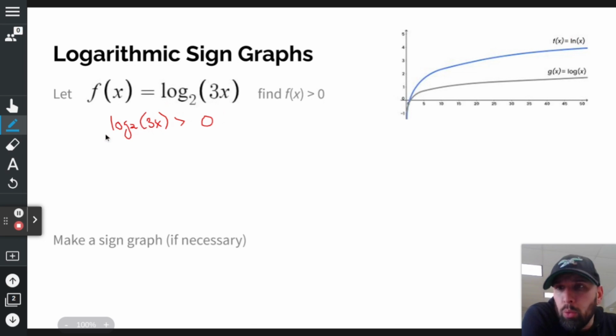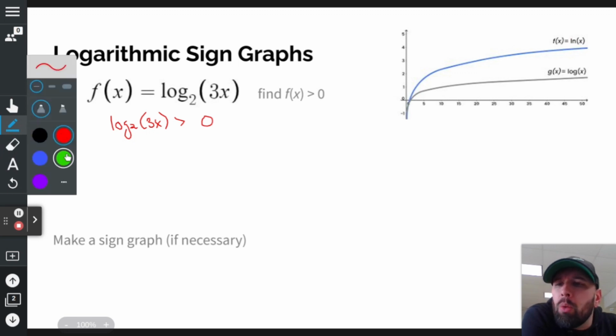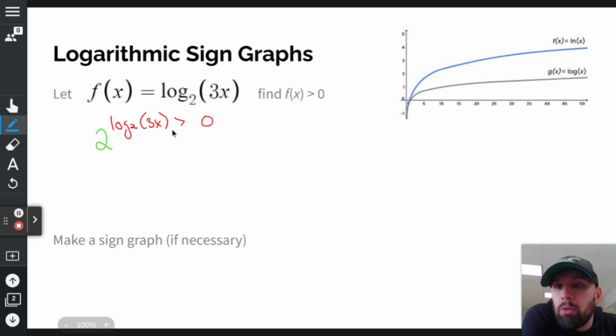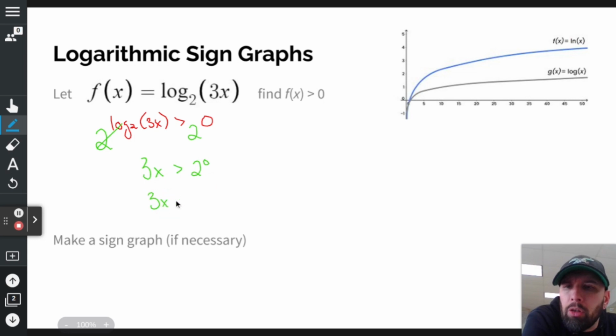For me, it's difficult to navigate around logs, especially if I don't have a calculator on me. So what I'll do is take 2 to the power of both sides. 2 to the log base 2 just gives me whatever's left over here, so 3x is going to be greater than 2 to the 0th power. 2 to the 0th power is just 1. So 3x is greater than 1. I divide both sides by 3, and x is going to be greater than 1/3. Pretty simple.